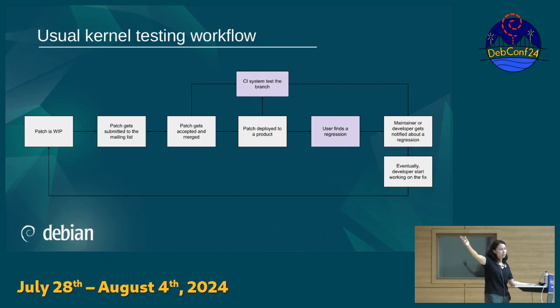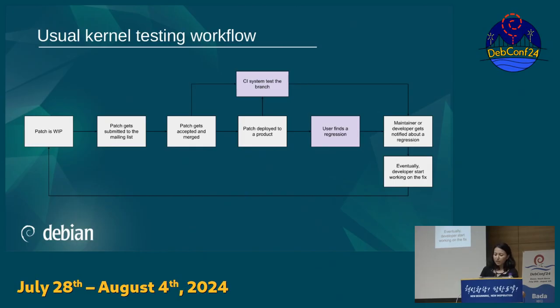So another patch needs to be done. The other possibility from the third box there is that this patch is deployed to a product. We can go up again if there is a CI monitoring this product, or the end user can find a regression, and eventually the maintainers and developers will be notified about this regression, and we restart this process.